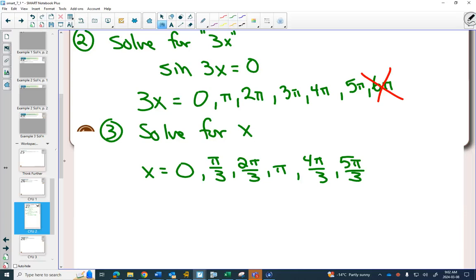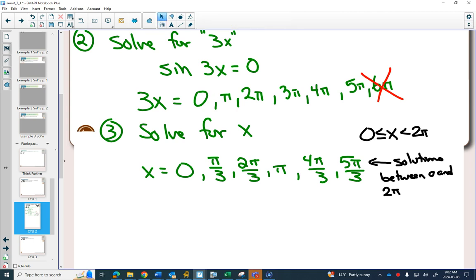And as a result, right, because originally it said to solve between 0 and 2 pi, when you divide by 3, all of these solutions are between 0 and 2 pi. Perfect. So we had to do the multi-revolution, go around 3 times for 3x, but then when you divide by 3 in the end, all of your final solutions are between 0 and 2 pi.